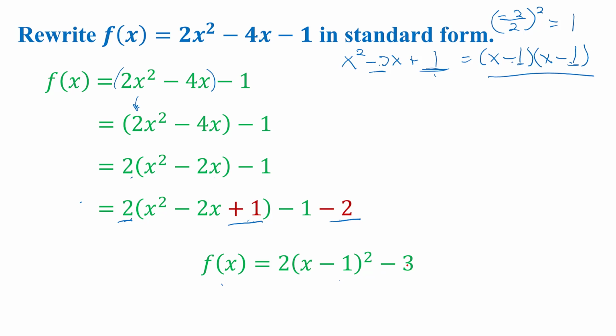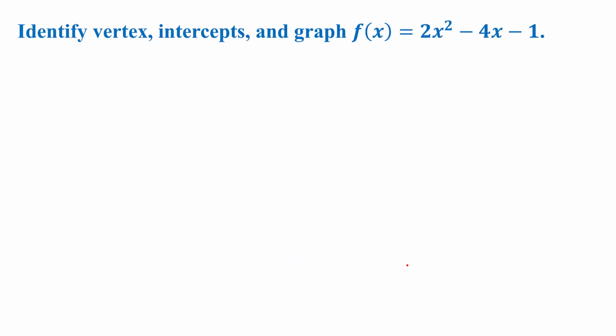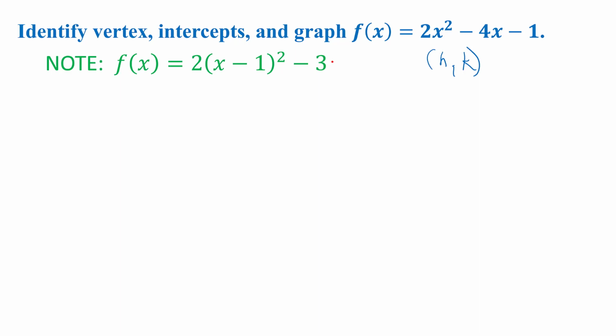Okay, so let's go on with this function. We want to identify the vertex, intercepts, and graph this function. So recall, we just found that we can write this function in the form f of x equals 2 times x minus 1 squared minus 3. And using the vertex formula, remember a times x minus h squared plus k has the vertex h, k. Well, here we're going to see that the vertex is 1, negative 3. So we have a vertex of 1, negative 3.